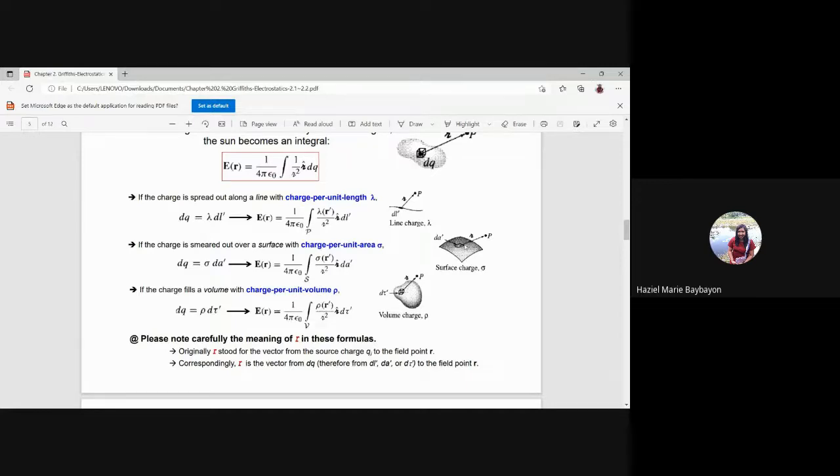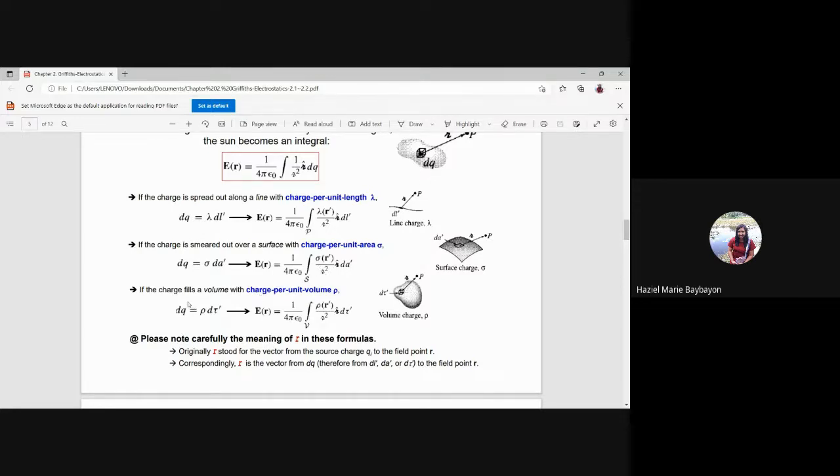And then if the charge is smeared out over a surface such as this one, so na kay surface, no? So magkuha kag surface element diri dA, then napo tayo gitawag na charge per unit area sigma, denoted by sigma. So you have your dq is equal to sigma over dA, or sigma is equal to dq over dA. Okay, so from this equation, we can replace it with sigma times dA.